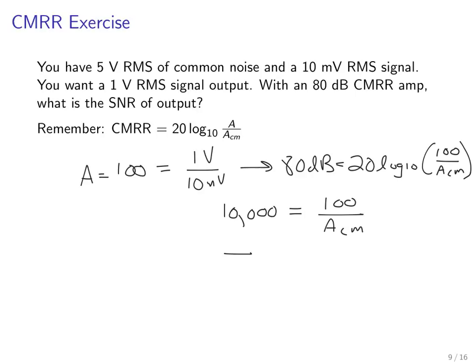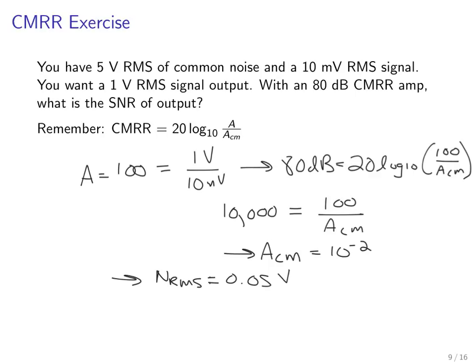And then if we solve this, we get that the common mode gain is equal to 10 to the minus 2. So that means that the noise at the output is going to be scaled by 10 to the minus 2 compared to what it is at the input. So up here, I defined the noise as being 5 volts RMS. So if we multiply that by 10 to the minus 2, the noise RMS at the output is going to be equal to 0.05 volts.